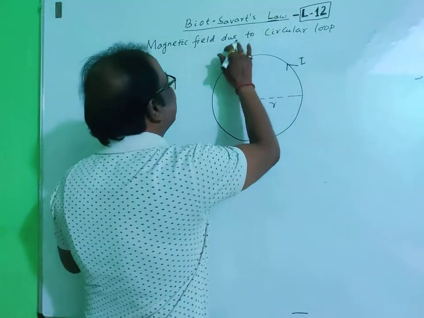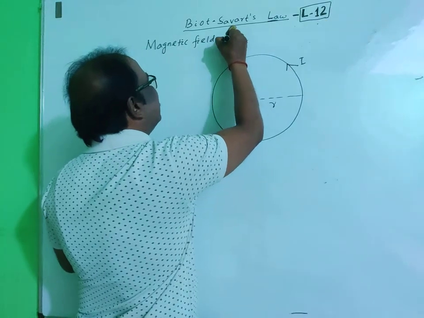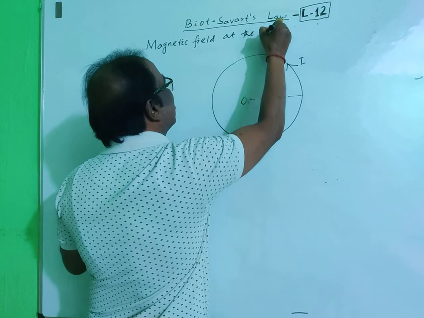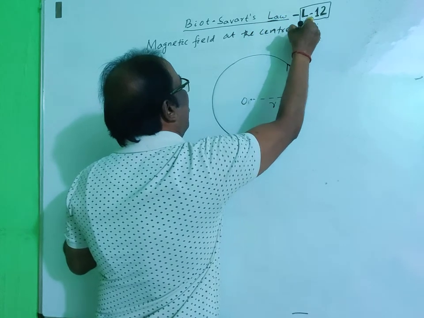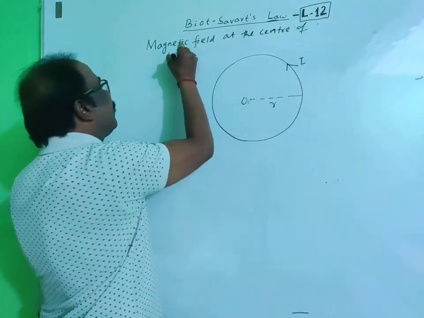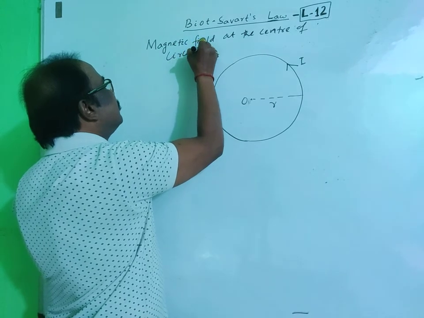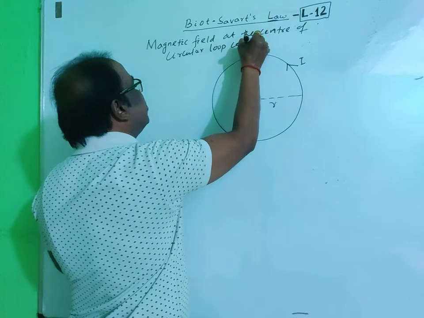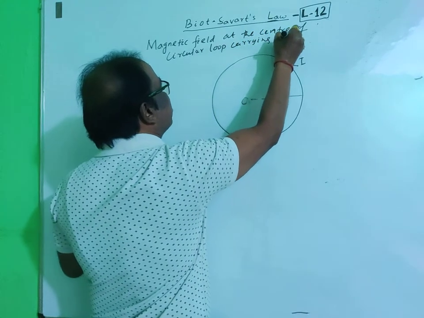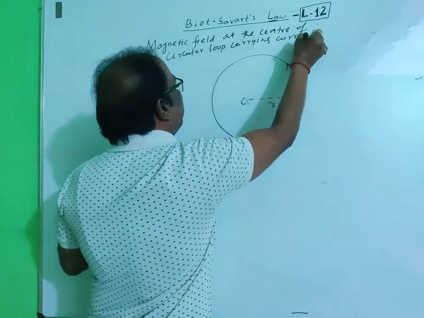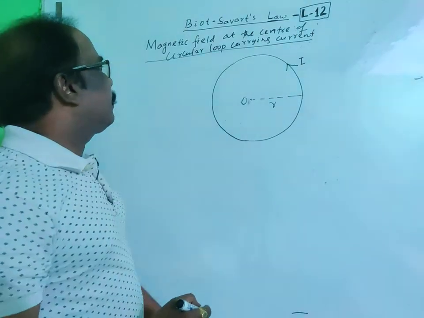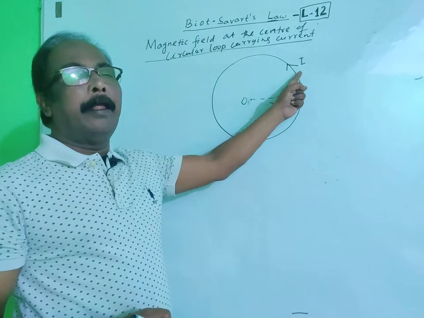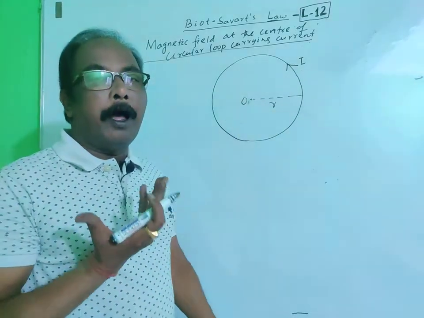Magnetic field at the center of a circular loop carrying current. Let's consider a circular loop carrying current I, and the radius of the circle is R.